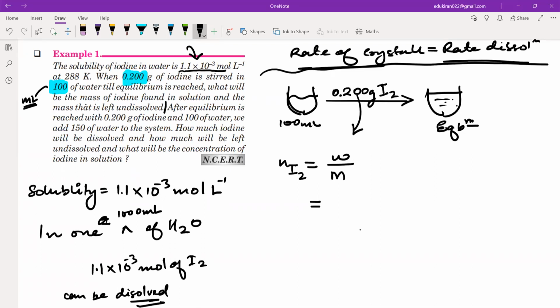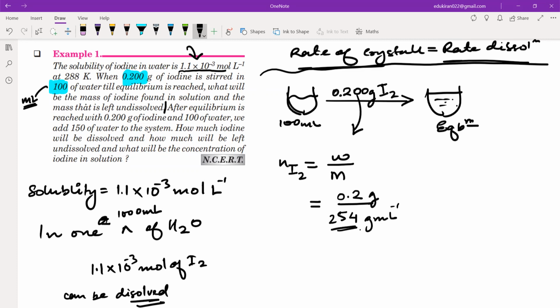Tell me the given mass. It is 0.200 gram, 0.2 gram. What is the molar mass of iodine? This is 254 grams per mole.